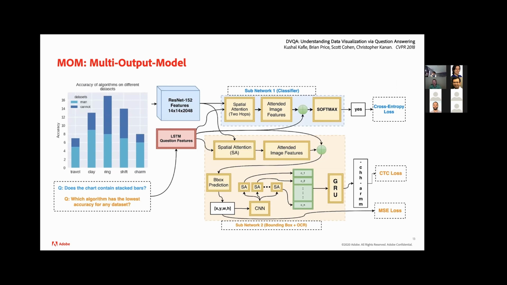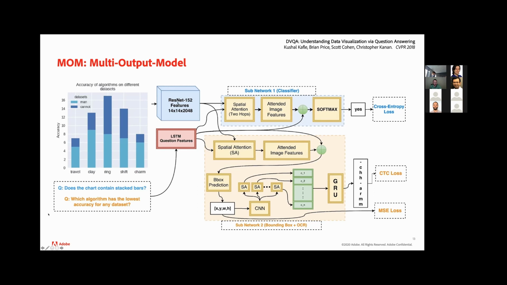So now that we have this data set that we generated, we had two methods we actually proposed in this paper. I'll go over them both quickly. This first one, we called MOM, multi-output model. The idea is that we had the bar chart, which you see here, which would feed into a model, and then we'd have the question, which would go into an LSTM.